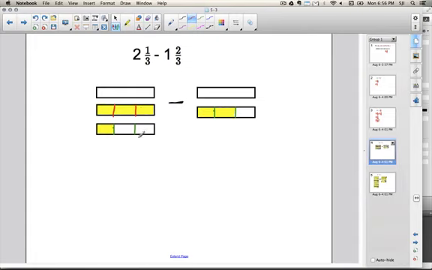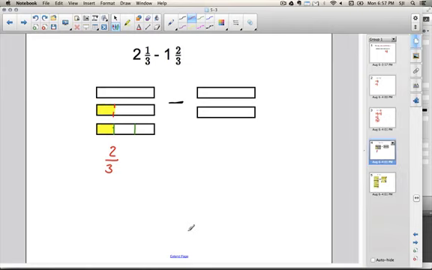So now that I've cut it into thirds and I know how much is 2/3, now I can take that away. I'm going to take it away from this side, and I'm going to take it away from this side. And what do we end up being left with? I have 1/3 here and 1/3 here, and those two 1/3 pieces together make 2/3.